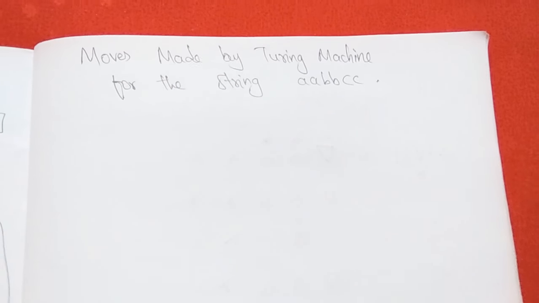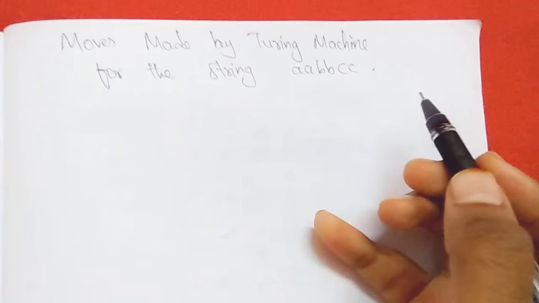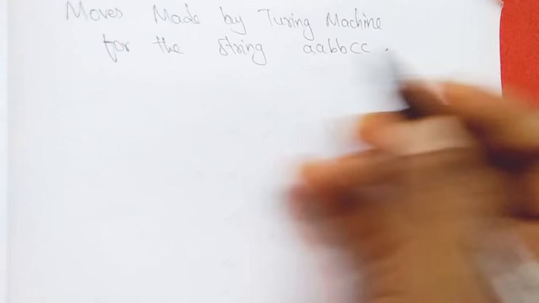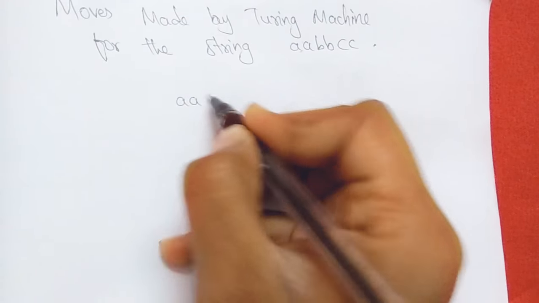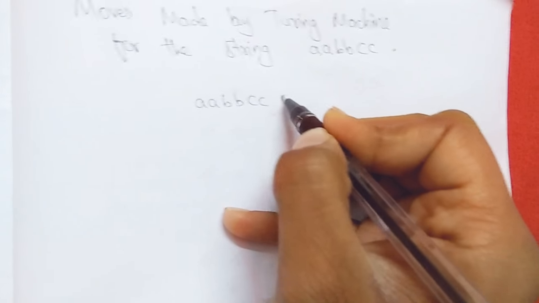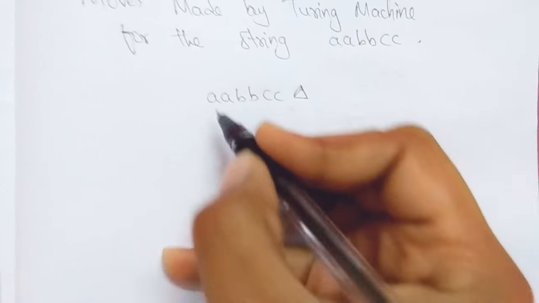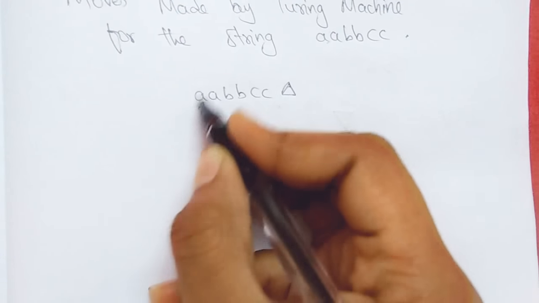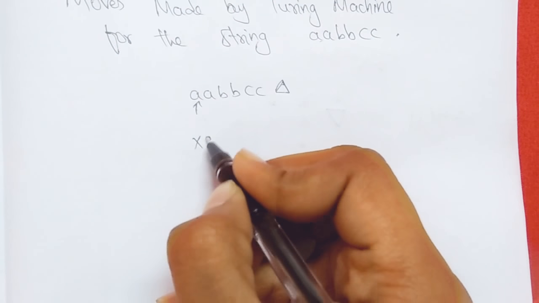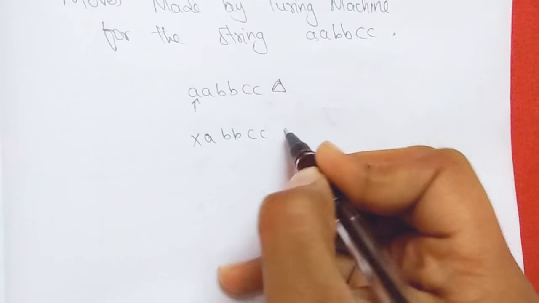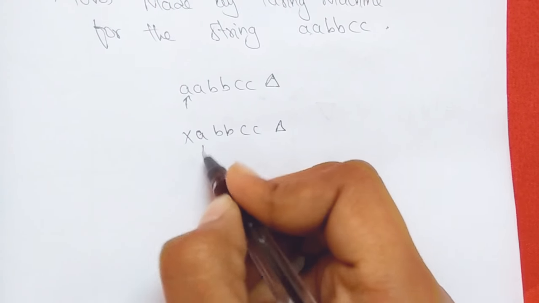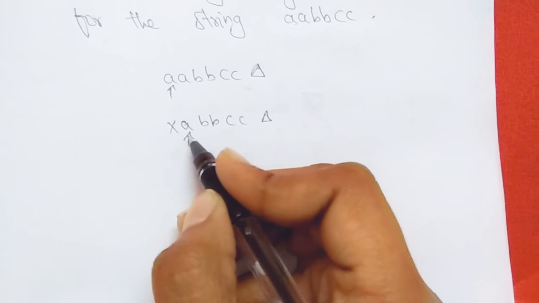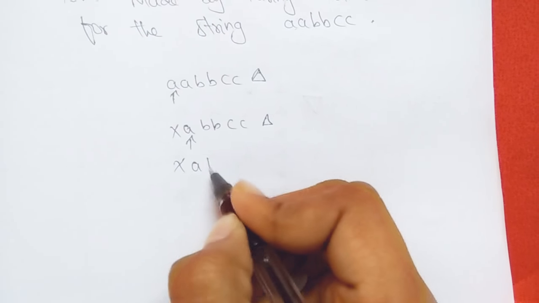Now let's see the moves made by the Turing machine for the string AABBCC, that is A power n, B power n, C power n. So I'll just go with AABBCC with the blank character delta. First the header will be here, A will be replaced with X, and other things will be same. The header will move to right, and A will be replaced with A itself, and the header will move to right, that is to B.